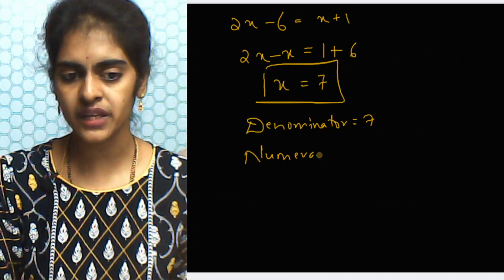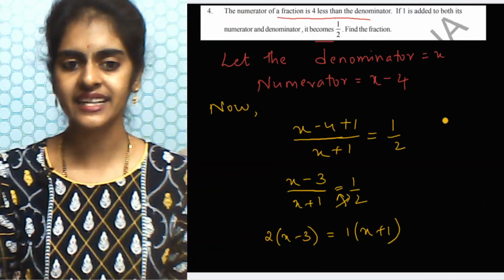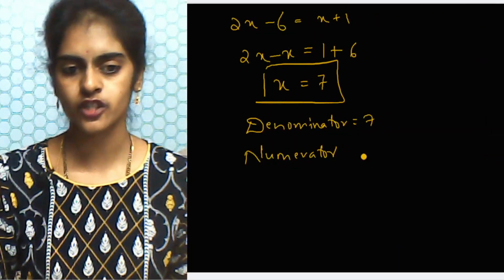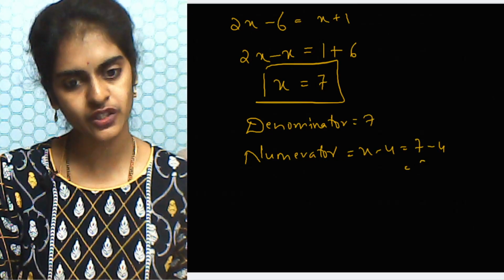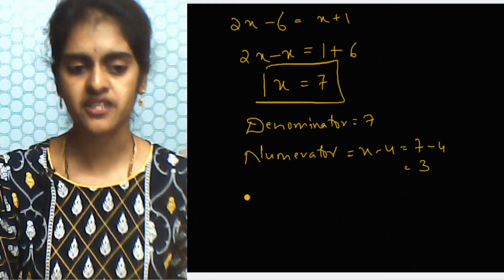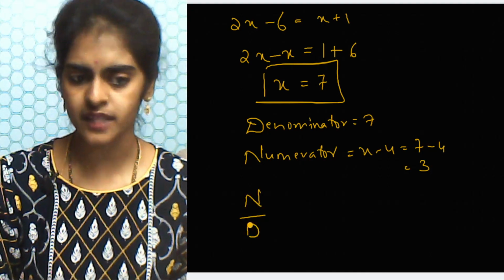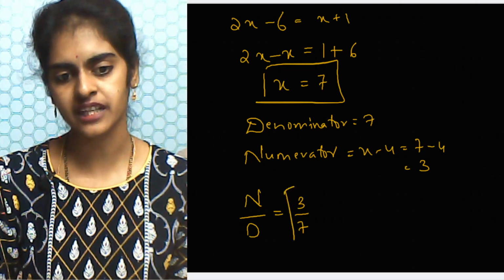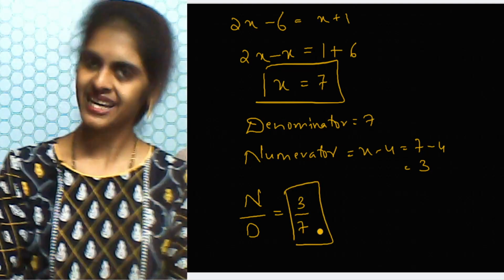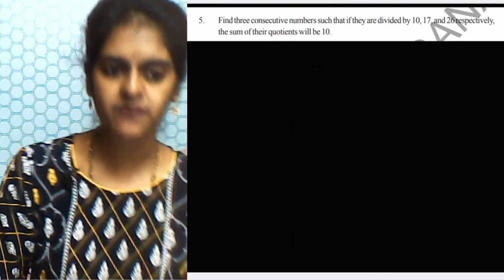How will you get the numerator? Numerator, you have taken it as x minus 4. So numerator is x minus 4. x is 7. So 7 minus 4 gives you 3. Now, how will you write the fraction? Fraction is nothing but the numerator divided by denominator. Numerator is 3, denominator is 7. So, therefore, the required fraction is 3 by 7. Clear? Let us move on to the next one.